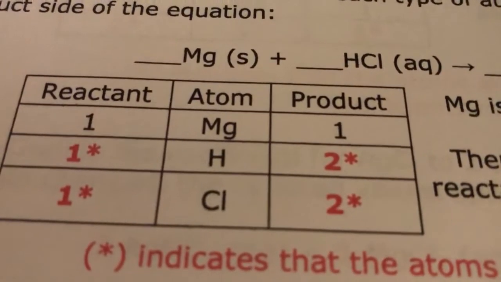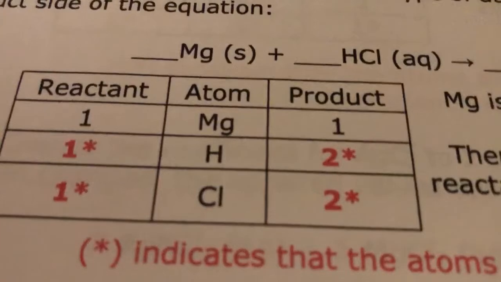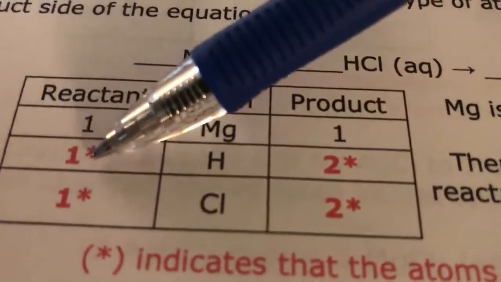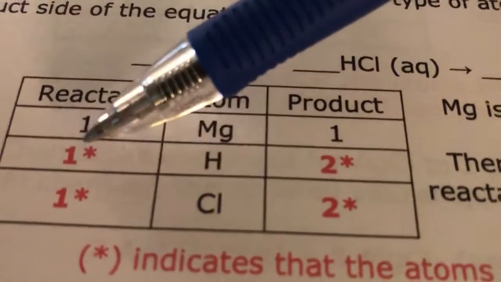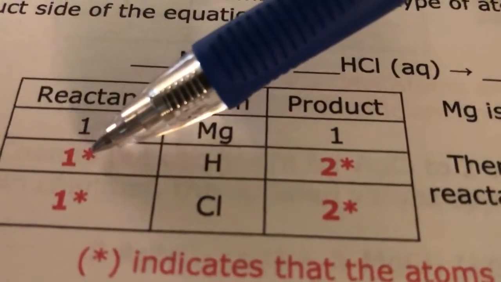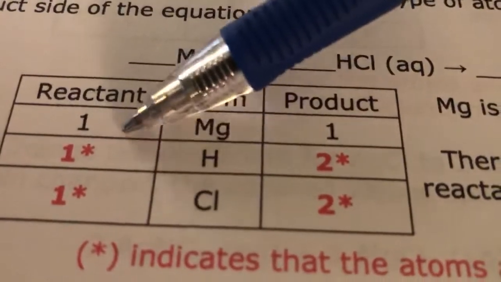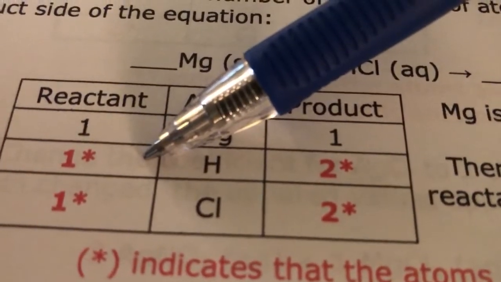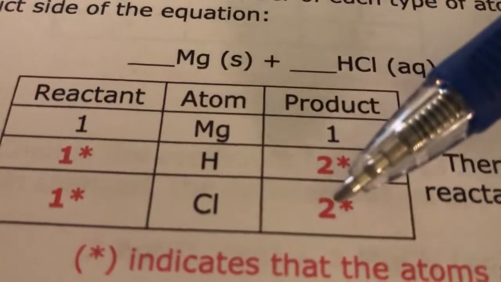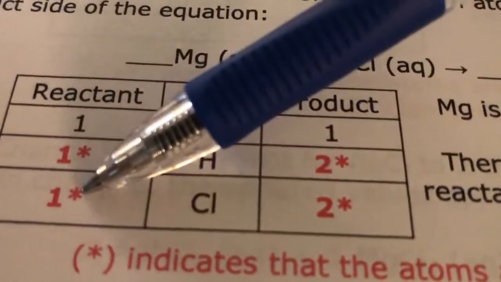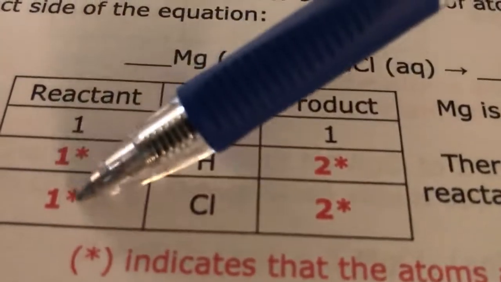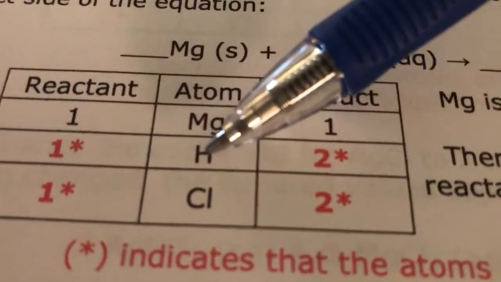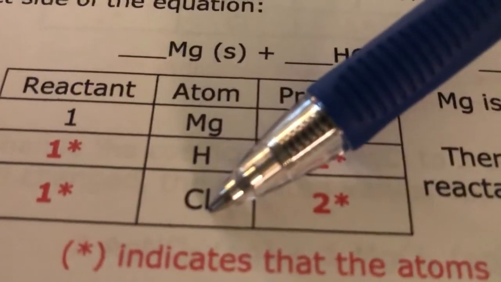And this is a multiplication thing. What I would say is, for hydrogen, I have two hydrogens here. What could I multiply this one by to get 2? Well, you would say, oh, multiply it by 2. And if I look at this guy here, what do I multiply this 1 by to get 2? Yeah, I'm going to multiply it by 2. So I need to multiply both the hydrogen and the chlorine by 2.